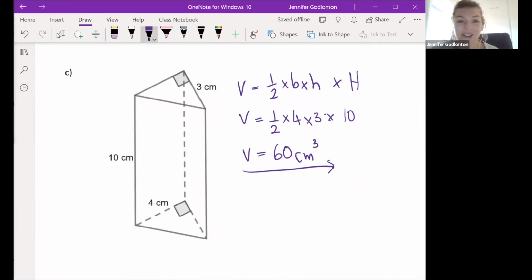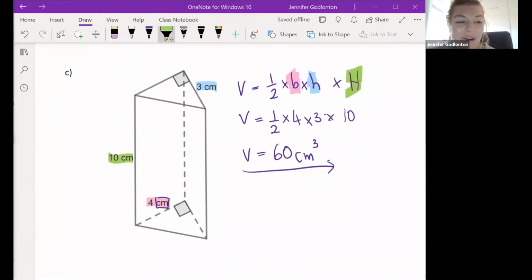But yes, this is going to be equal to 60 centimeters cubed. Just be careful with your units. Make sure that you're using the right units that are in the picture, and make sure that it's cubed because it's volume. Where are these numbers coming from? We've got our base. It didn't matter if you wrote 3 times 4 or 4 times 3. We've got the height of our triangle, which is our 3, and then we've got the big height of our shape, which is our 10 over there.